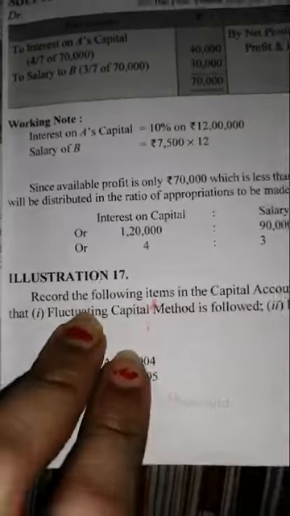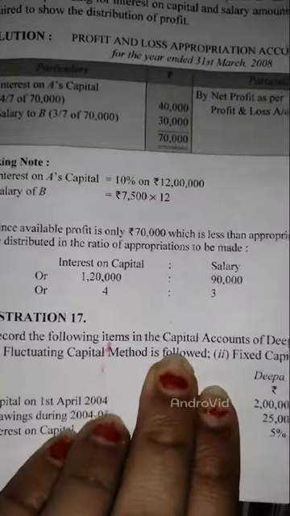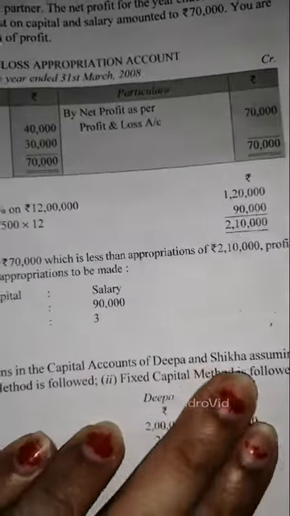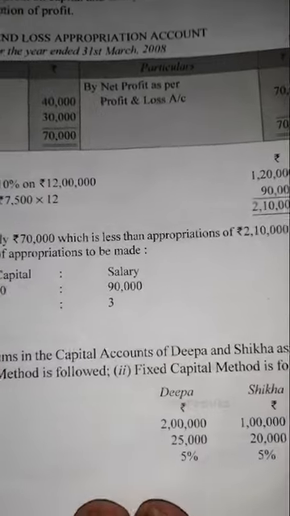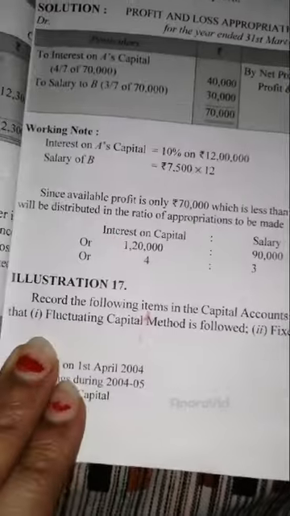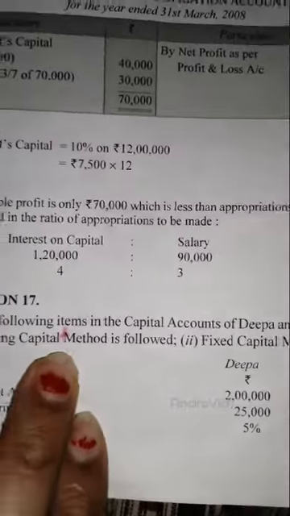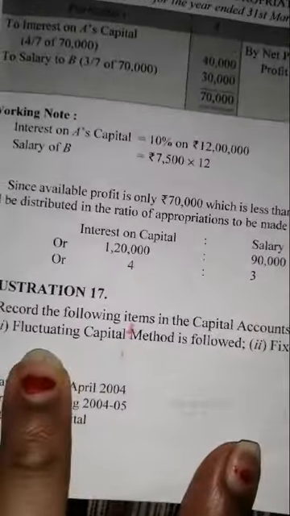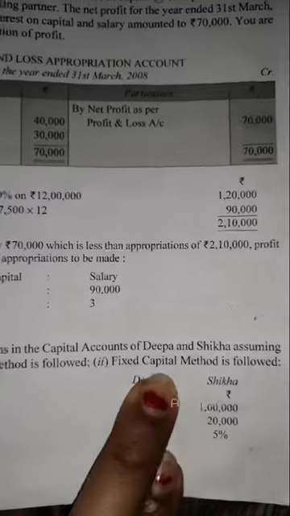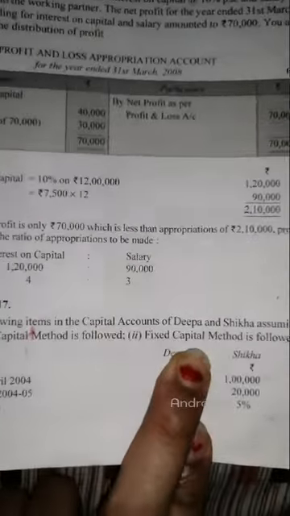In this question we are given that we have to record the following items in the capital accounts of Deepa and Shikha. Deepa and Shikha are two partners and we have to make the entries or adjustments in their capital accounts. In the first case we have to assume that they are following the fluctuating capital method. In the other case we will assume that they are following the fixed capital method.